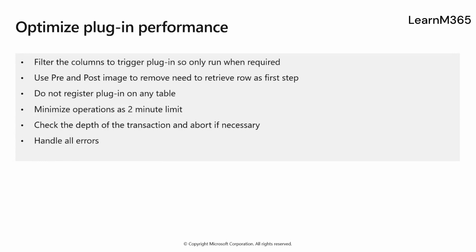The second option says you use pre and post images, so you don't need to retrieve rows as a first step. So you can make use of pre and post images to make your plugin performance better. The third point says do not register the plugin on any table. You can minimize operations with the 2-minute limit, so it would be doing the activity faster. Then check the depth of the transaction and abort if necessary, and handle all the errors. Although in the demonstration I have not handled the error, it is recommended you should handle all the errors.